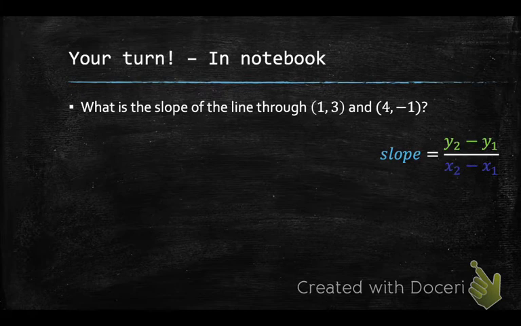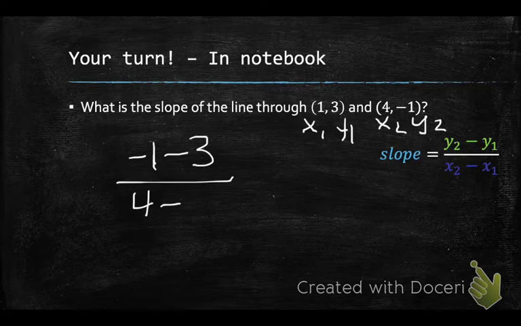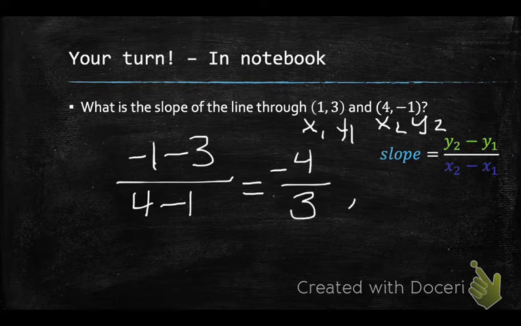All right, you try this one, pause it, and then check in with me when you are done. All right, so you should have paused and you should have gotten the slope. Make sure you have the right thing. So I would probably again label x1, y1, x2, y2, and then I would simplify. So -1 minus 3 over 4 minus 1. So -1 minus 3 is -4, and 4 minus 1 is 3. So my slope is -4/3.